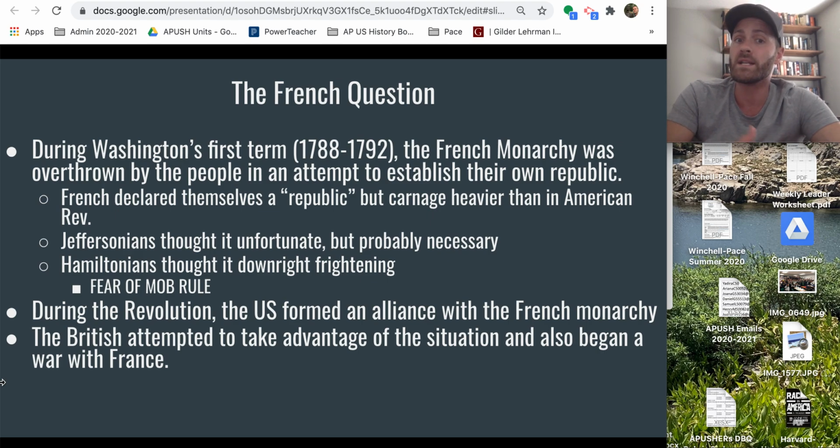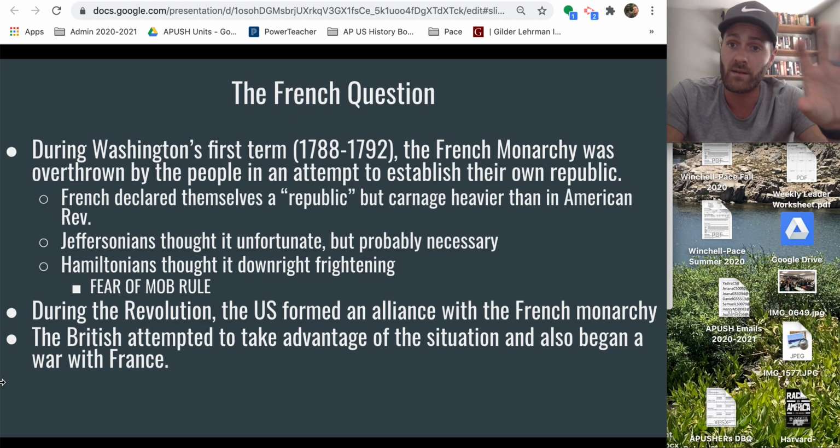But Hamilton and his supporters, those people that really crafted the Constitution, because they were afraid of mob rule, think that what's happening in France is terrifying. Because if that inspires the mobs, the masses to rise up in America, then we might be looking at the same type of situation of mass turmoil and bloodshed and overthrowing of society.